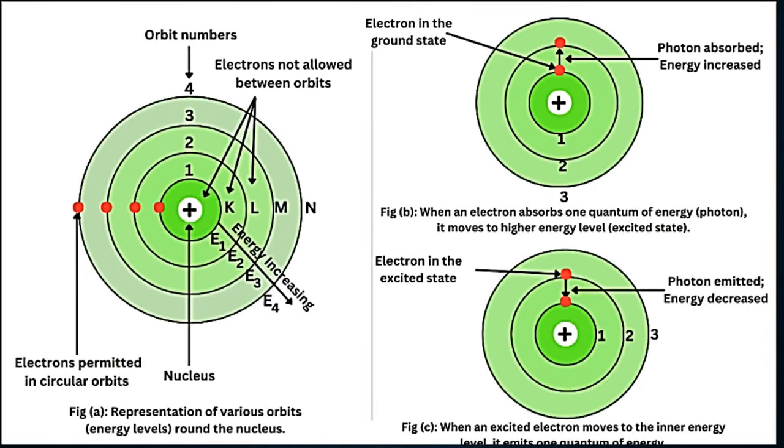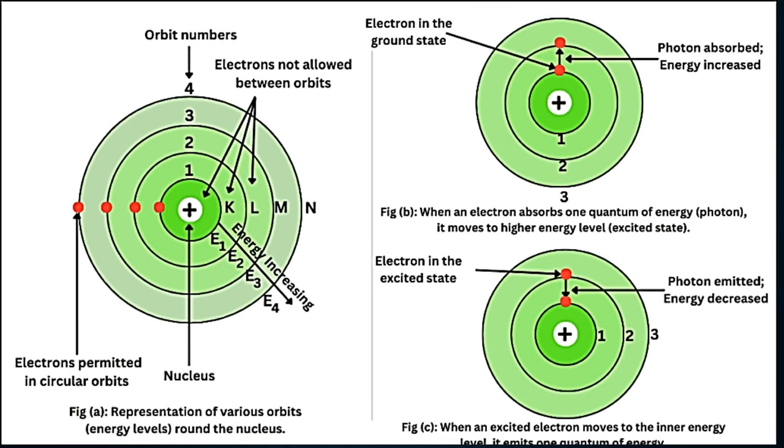I use this diagram to explain the postulates we just saw. From the first postulate, it says that electrons move in a circular path called a shell. So this is our electron and this is the circular path in which they move. So let's take note of it.